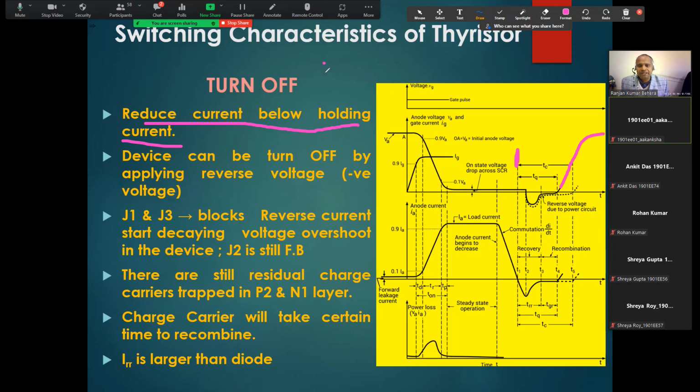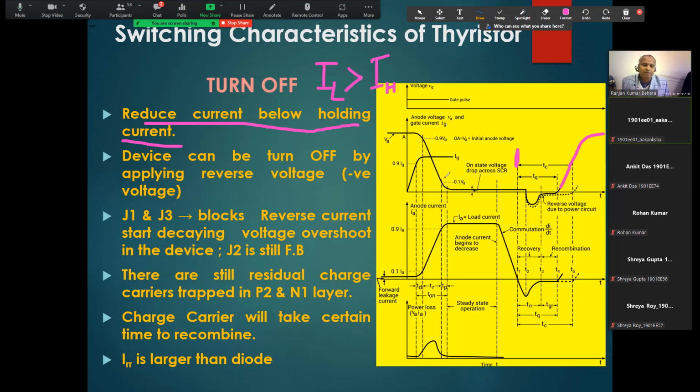So that means latching current is always greater than holding current, IH. Keep that in mind. So this current, when you decrease it below the holding current, the device will be turned off.